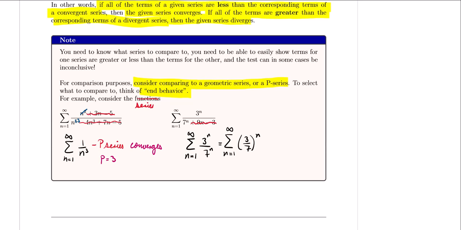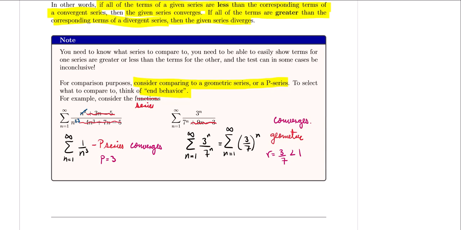Now this one here, you can easily recognize that this one is a geometric series with an r value of 3/7, which is less than 1. So this one here is a converging geometric series. And this is going to be the crux for this particular section.